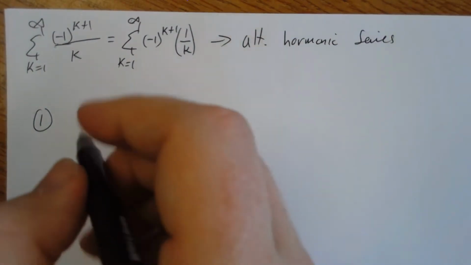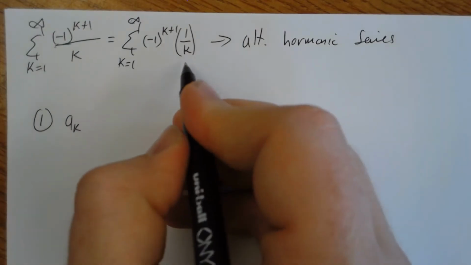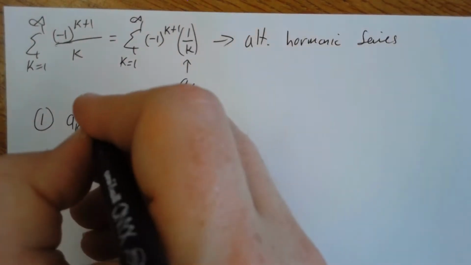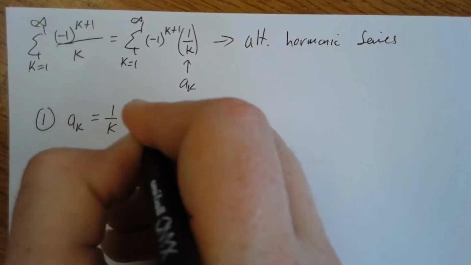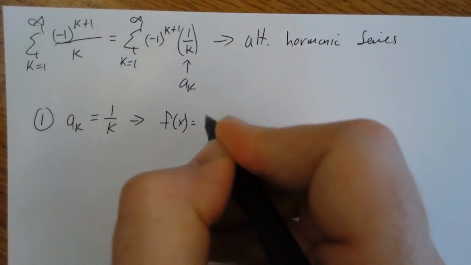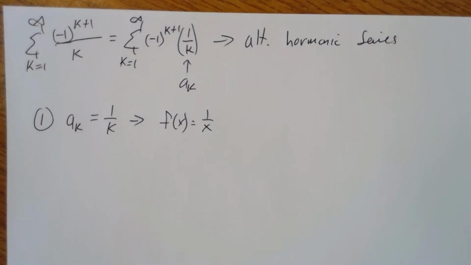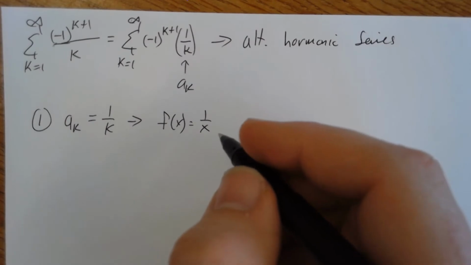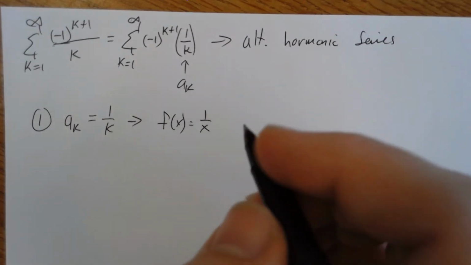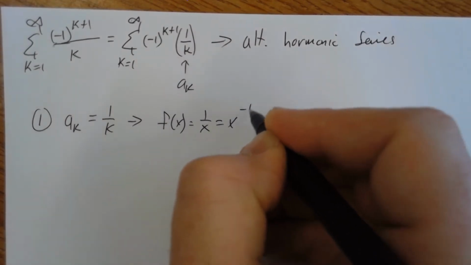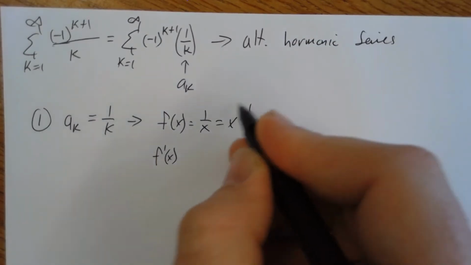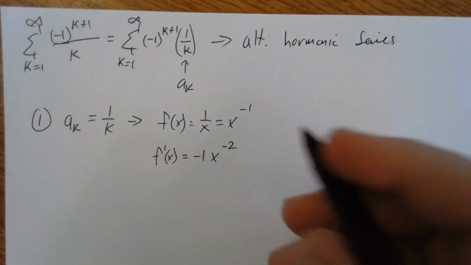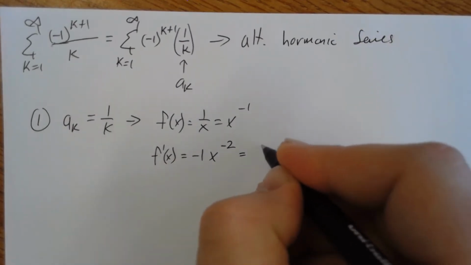Number one, the first thing I have to prove is that a sub k, that's this term right here, not the k plus 1 with the negative as the base, a sub k equals 1 over k. I'm going to change this to f of x because maybe we don't feel comfortable taking the derivative in terms of k. Maybe it's easier to take terms in x, like we would do in the integral test. Then let's change this to x to the -1, because the derivative is a lot easier to take when the power is there. So I'm going to have x to the -2 times -1, which is really -1 over x squared.